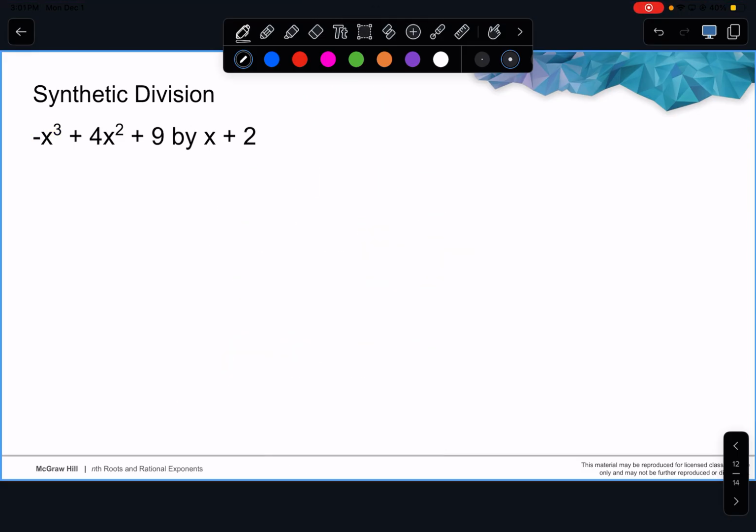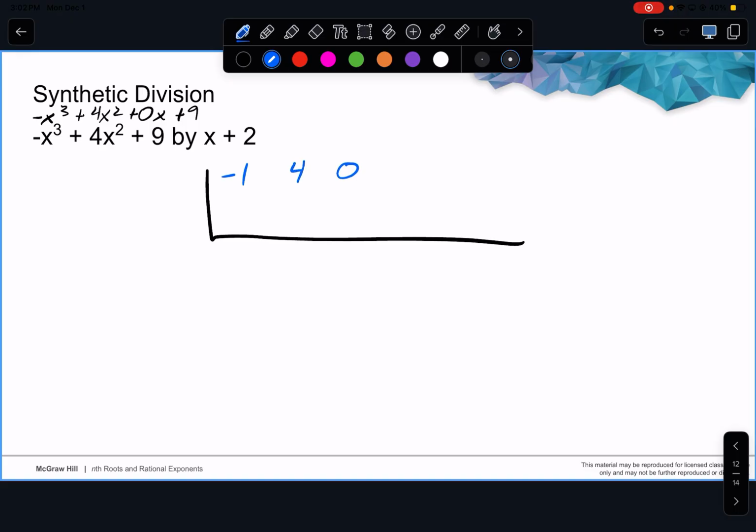All right, another one. Let's just get it set up. Now, there's something missing on this one. So before you go and write in your top numbers here, I want you to identify what's missing. Like an x. Yeah, the x, okay? So what this really would be is -x cubed plus 4x squared plus 0x plus 9. So we need to account for that 0. So then when we put our numbers at the top, it's going to be -1, 4, 0, 9.